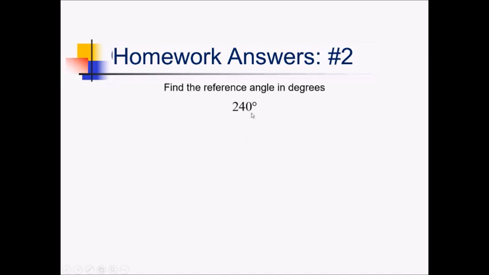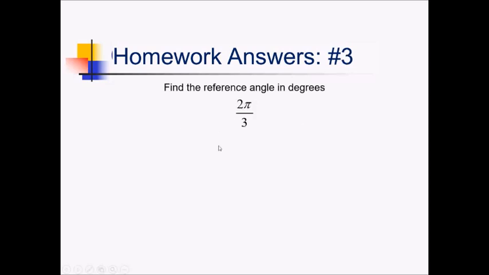For this one, I'm trying to get the reference angle for 240. So the closest x-axis angle to 240 is 180. To find the distance between this, which is the reference angle, the distance between this and 180, I have to subtract 180 from 240. So that ends up giving me 60 degrees for my reference angle.